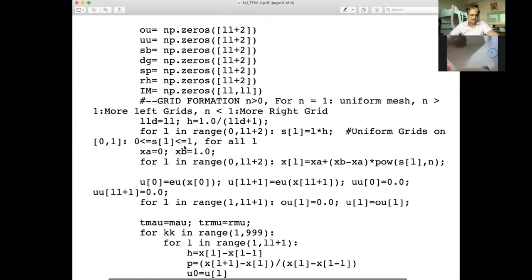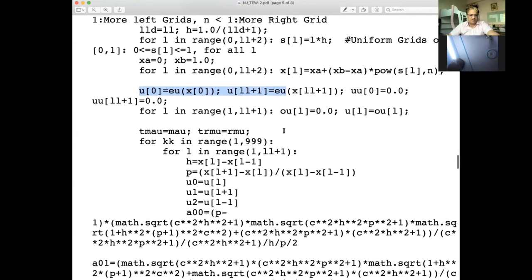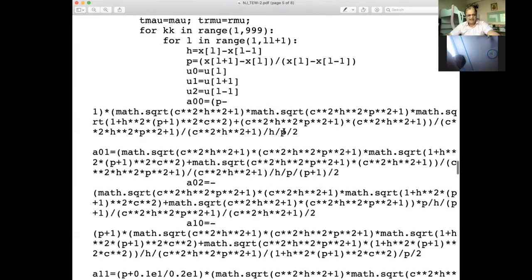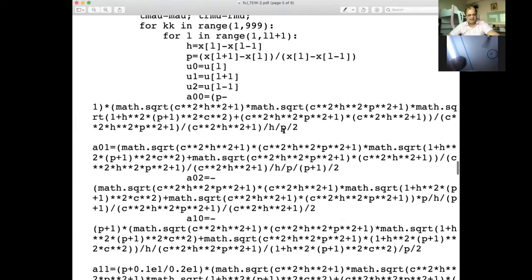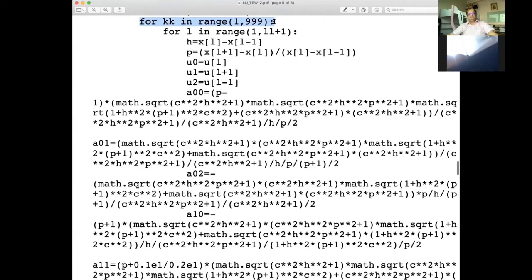Here again the formation of grid. Here again initial condition U0 and ULL plus 1. Now the actual change appears from this line. Actual change appears from this line. Listen, all of you are aware of the Newton-Raphson method. Very interesting. I like this method from the core of my heart.